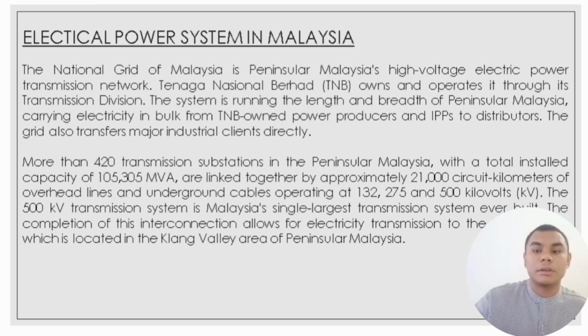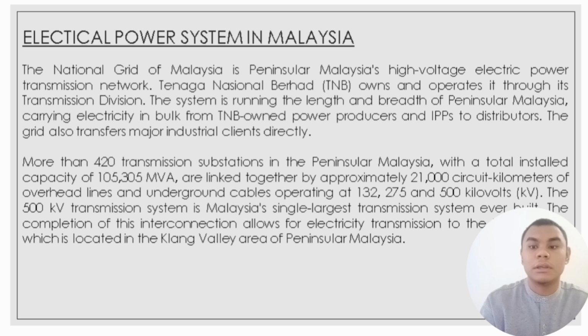There are more than 420 transmission substations in Peninsular Malaysia with a total installed capacity of 5,305 MVA, linked together by approximately 21,000 circuit kilometers of overhead line and underground cable operating at 100, 132, 275 and 500 kilovolts (kV).